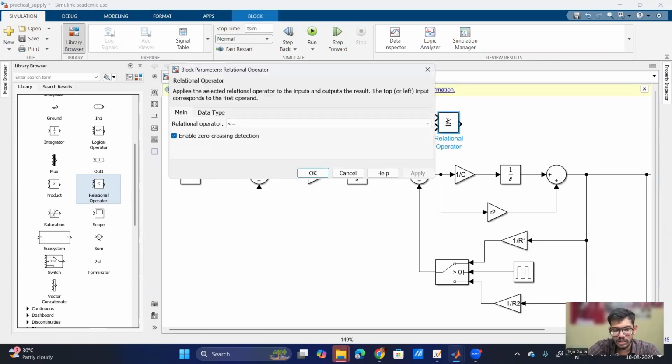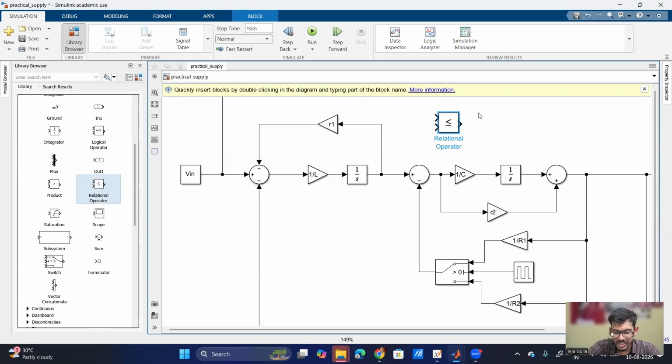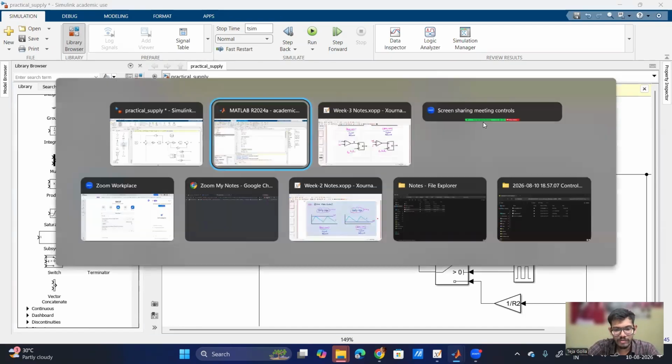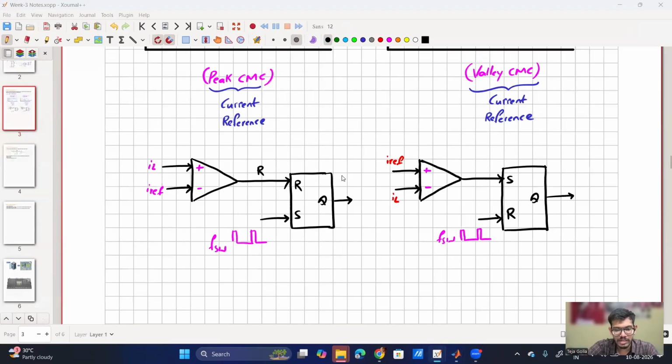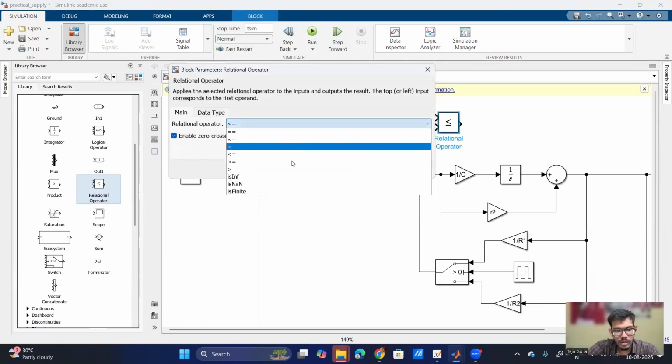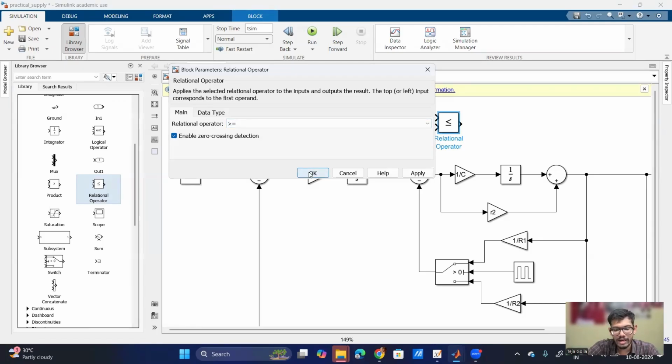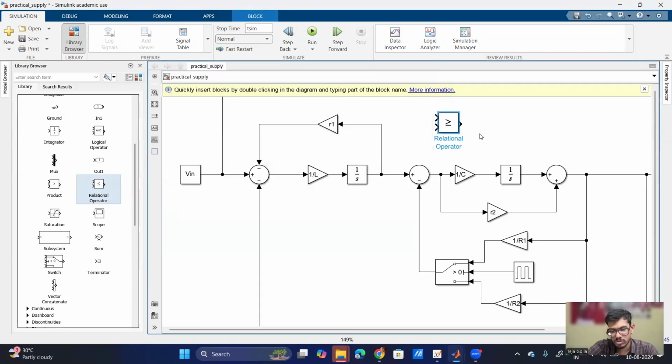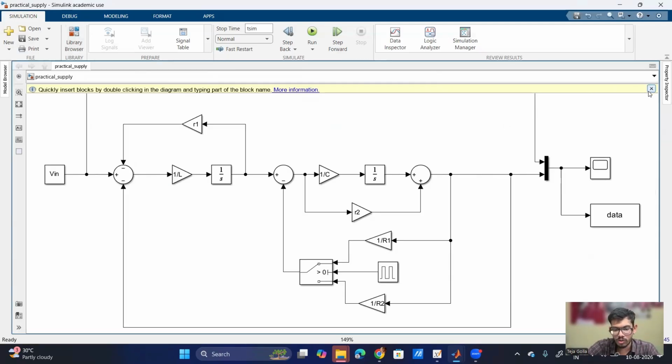It's a relational operator. Here you have to see that the up one means input 1 is less than or equal to input 2. So you have to be very careful when you are using it as plus minus or minus plus. I can also use input 1 is greater than or equal to input 2. So just be careful. Try to play with the block initially before making the closed loop. So these are the blocks that you will be needing to implement the current mode control.